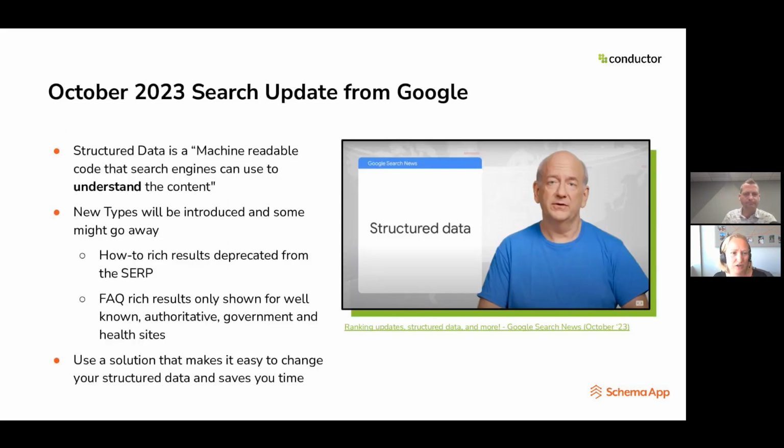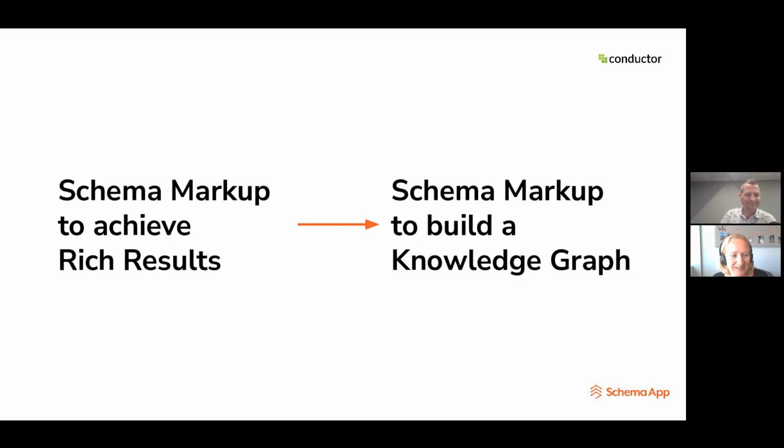And in fact, if we look at the October update from John Mueller, his first piece on structured data, he actually gives a definition of structured data that frankly he hasn't used in a long time. He said it's a machine readable code that search engines can use to understand content. Oh, and by the way, he also called out that rich results are going to come and go, and that you should be looking for a solution that introduces agility into your organization. It's like he was saying, go find Schema App, right? It's all good.